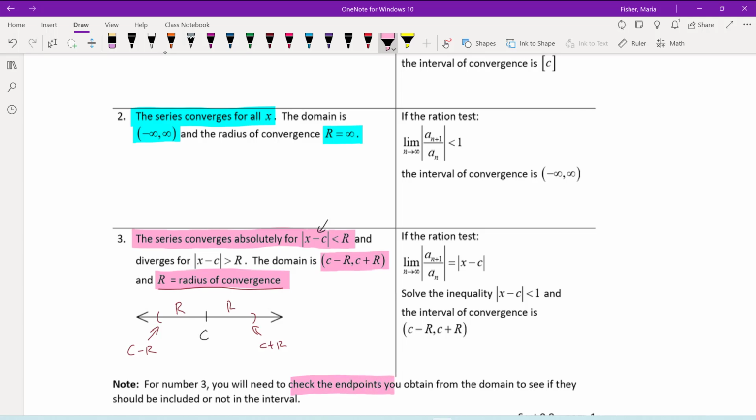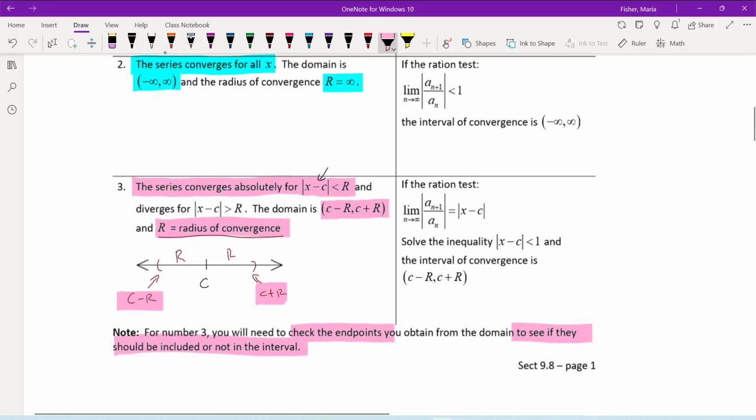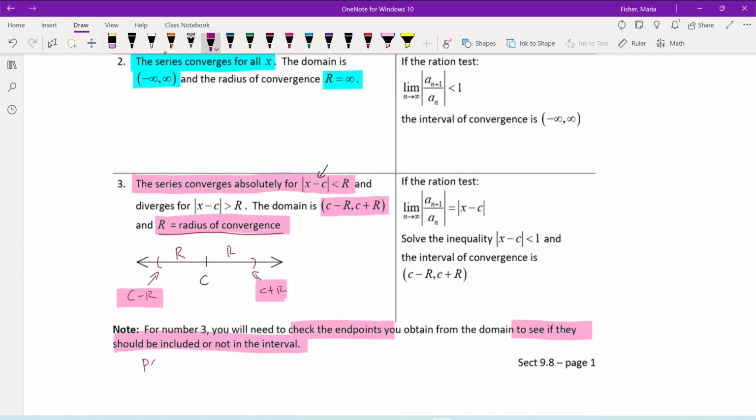Now for option number 3, please note that we are going to have to check the endpoints to determine if they should be included or excluded from the domain. So we're going to have to figure out, okay, when we're at this number, should that number have a parenthesis, which means it's excluded, or should it have a bracket, which means it's included? Same thing for whatever that other number is. So just as a reminder, parentheses equals not included. So basically that's going to happen where your series diverges. And your bracket means included, and that's going to happen where your series converges.